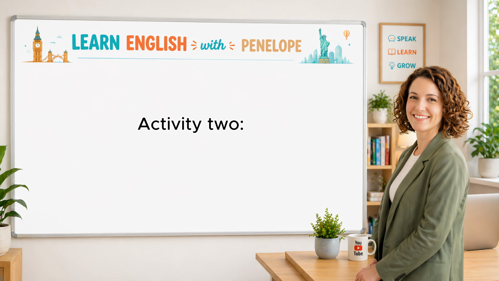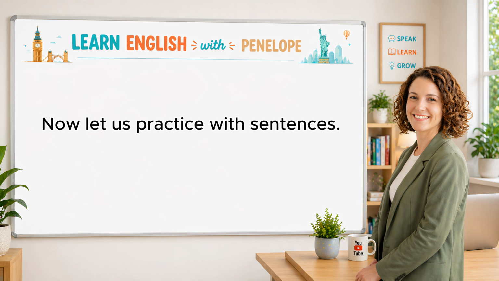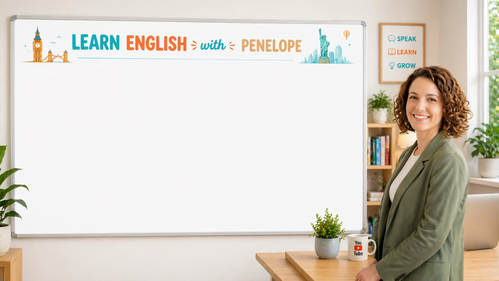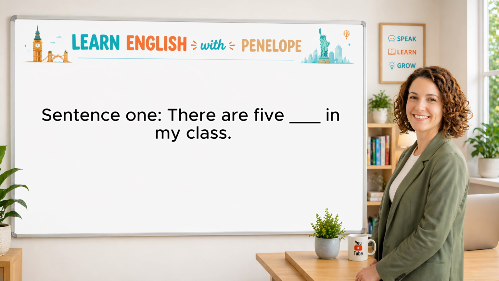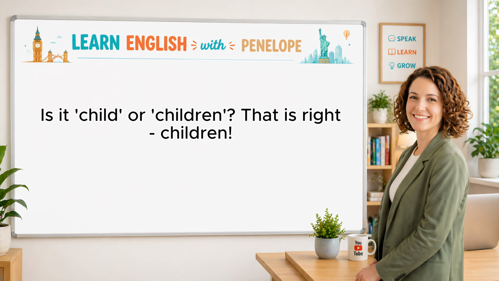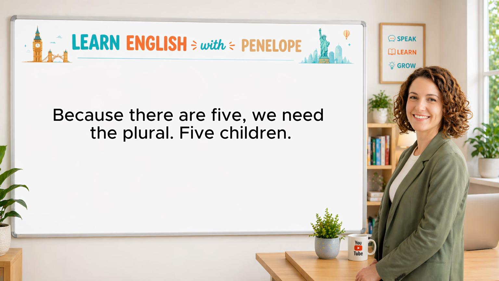Activity 2. Now let us practice with sentences. I will say a sentence with a blank space, and I want you to think of the correct word to fill the blank. Sentence 1. There are 5 blank in my class. They are all very friendly. Is it child or children? That is right. Children. Because there are 5, we need the plural.